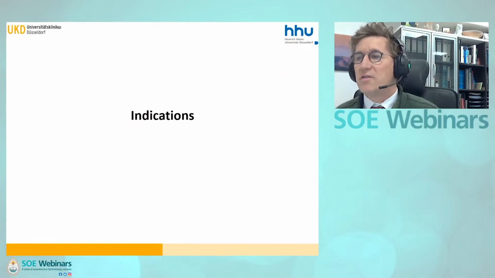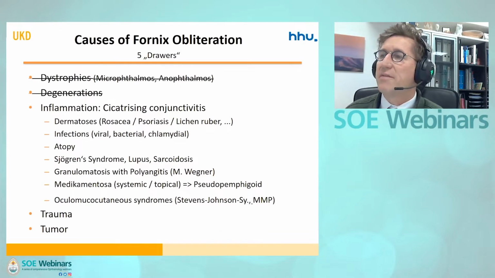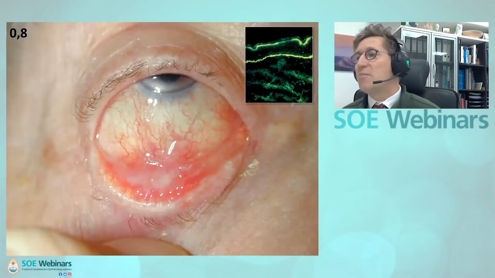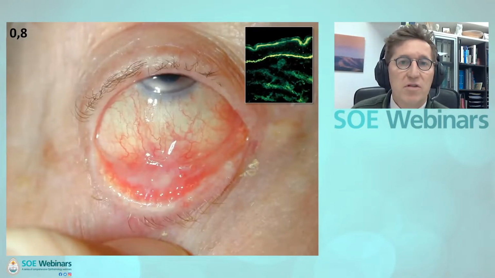What are the indications for fornix reconstruction? Now, there are a number of diseases causing fornix obliteration: trauma, tumors, but very frequently cicatrizing conjunctivitis as a result of inflammation, skin diseases, but also drugs such as in glaucoma causing pseudopemphigoid, or oculocutaneous syndromes such as the real mucous membrane pemphigoid result in fornix reconstruction. Here's an example of a patient with mucous membrane pemphigoid.